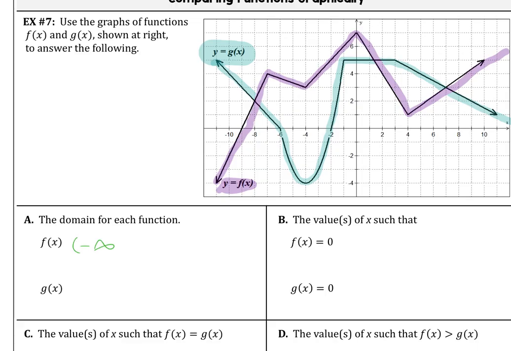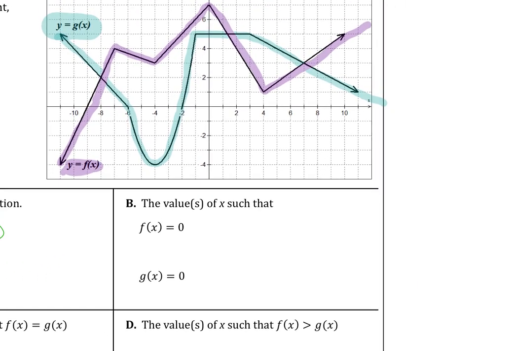So negative infinity to infinity. That was the purple line. The blue line, g of x, also goes on forever in both directions. So also negative infinity to infinity. Okay, not bad. The values of x such that f of x equals 0.